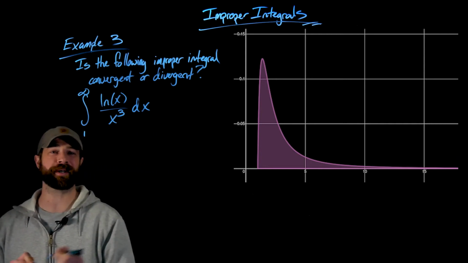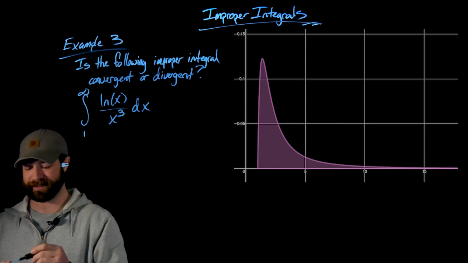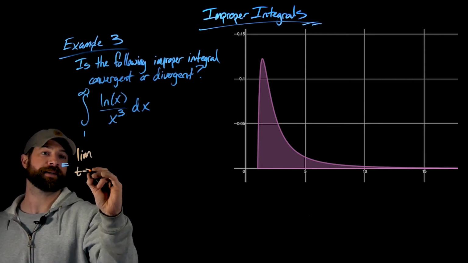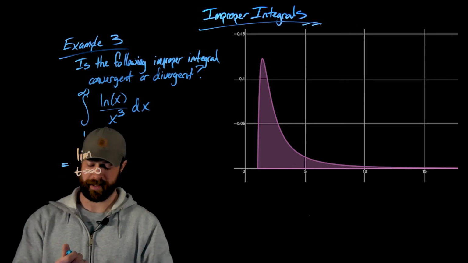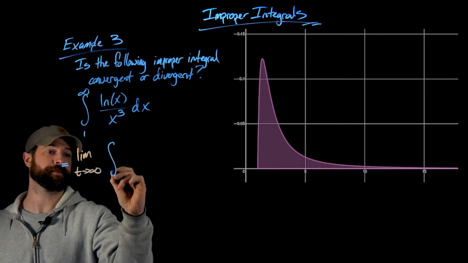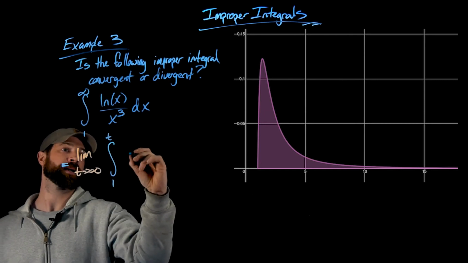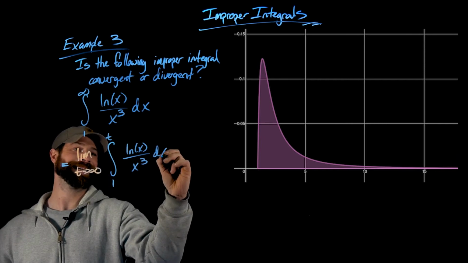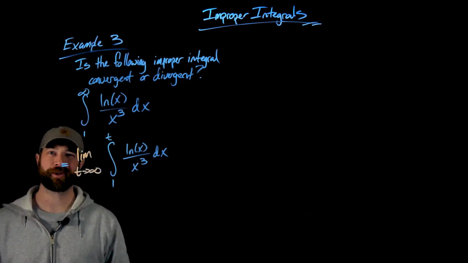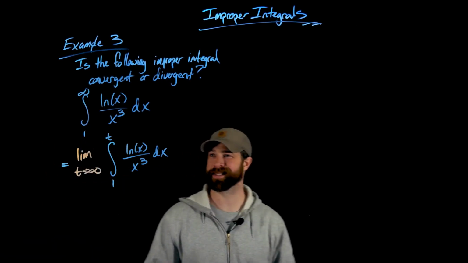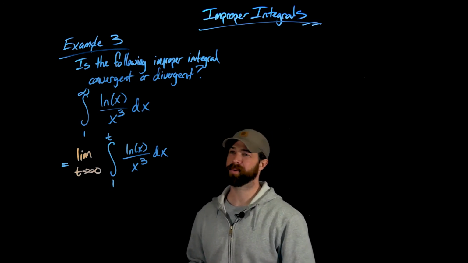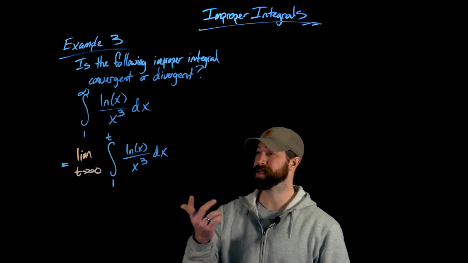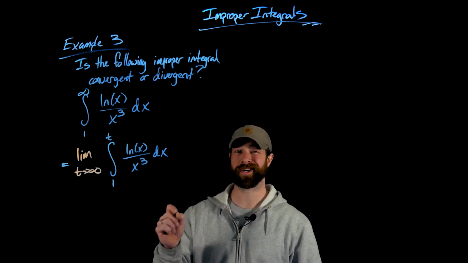Again, the first thing we want to do is rewrite this as this limit statement. So the limit as t goes to infinity of the integral from 1 to t of the natural log of x over x cubed dx. And now looking at this, this is obviously not as simple as 1 over e to the x or 1 over x squared or 1 over the square root of x. So what we're going to do is use integration by parts on this.